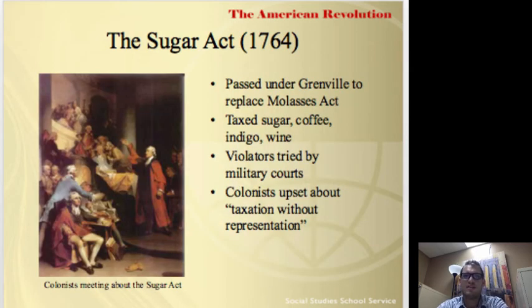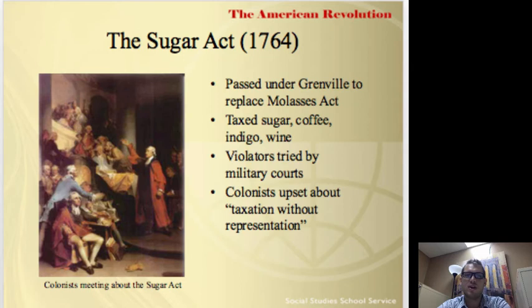The Sugar Act. Once again, notice the trend here. This is sugar. Tea, sugar, molasses, coffee, indigo, and wine. These are all coupled or placed into the same category. One early British attempt to get more revenue from the colonies was this Sugar Act. Passed by Parliament in 1764, the law taxed sugar, coffee, indigo, which remember, indigo is a dye used from plants. It's produced, so enjoying colors of clothing, and wine.